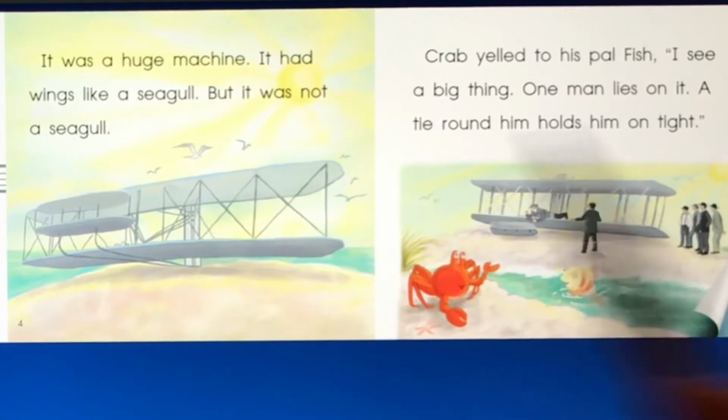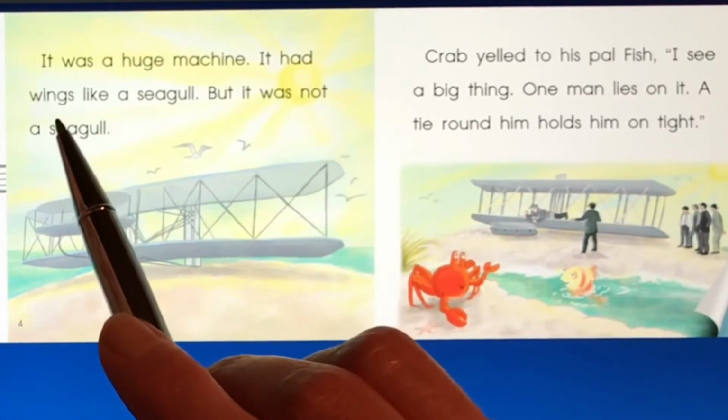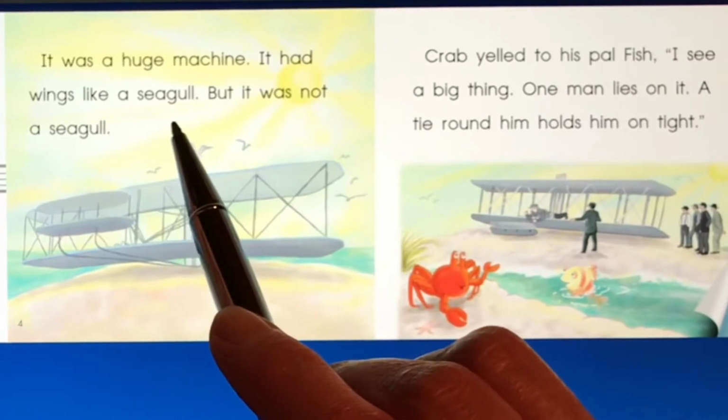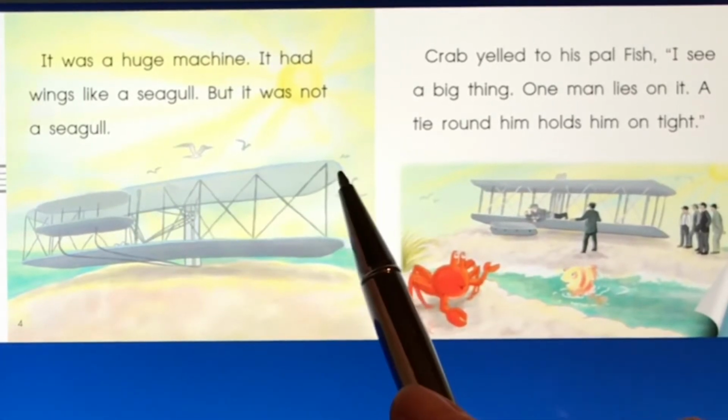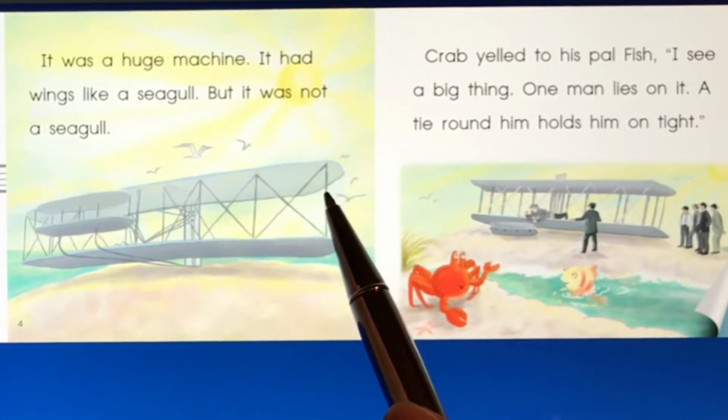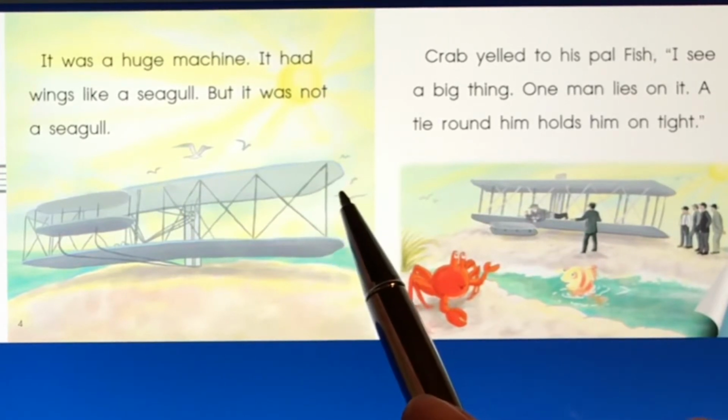The simile is, it had wings like a seagull. So this plane has wings like a seagull. The author is telling us how the plane is like a seagull by using a simile.